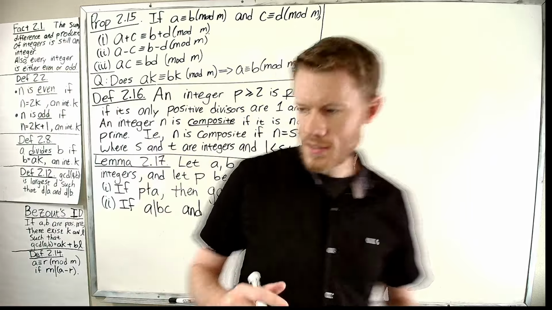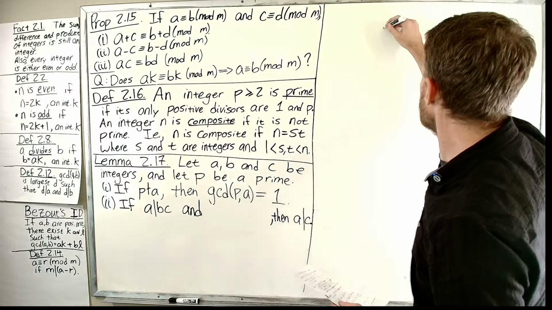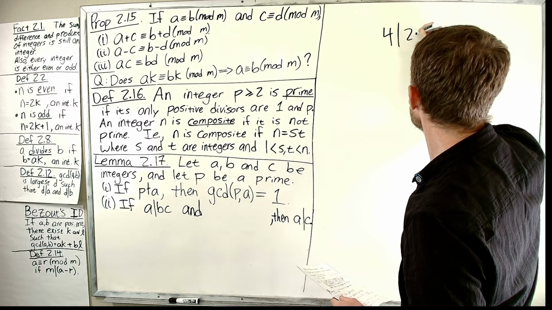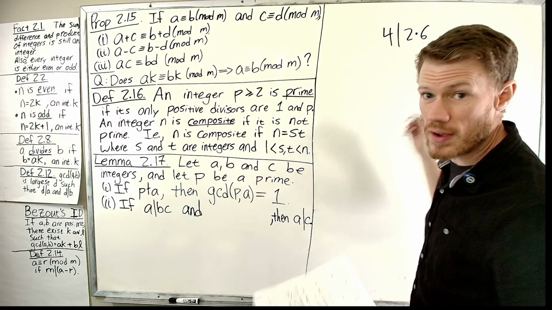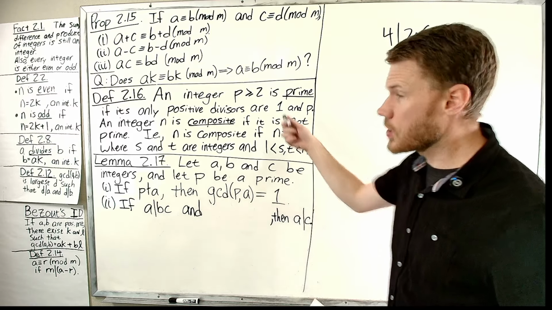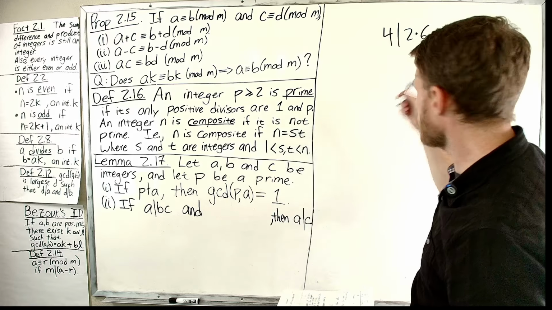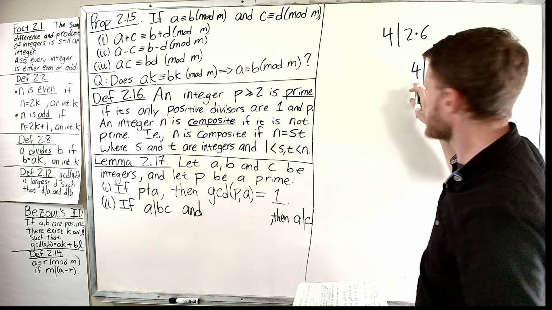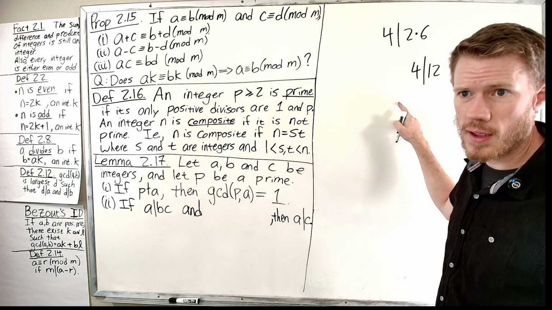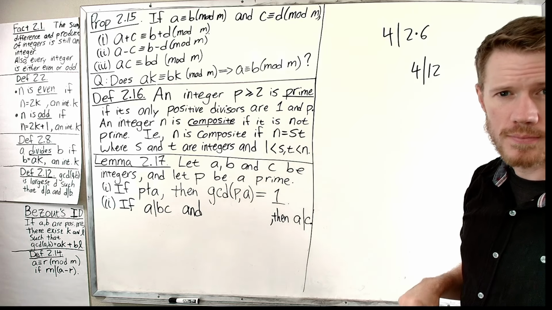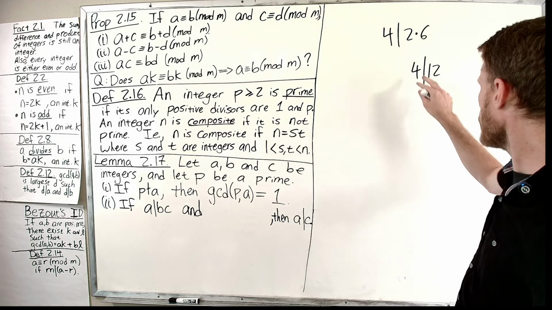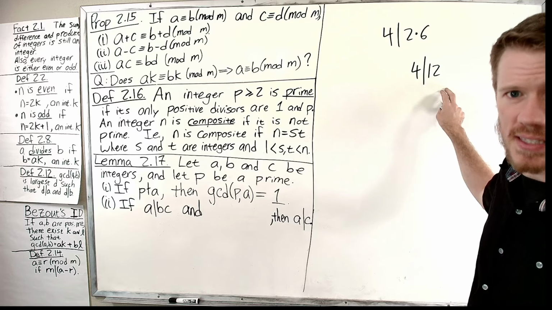Well, actually, let me go back to this example that I just erased. So 4 divides, what was it, 2 times 6? So 4 divides 12. Now we've been talking about primes. If 4 divides 12, what does that say about the primes within 4 and the primes within 12? Yeah, it says that all of 4's primes are inside of 12.